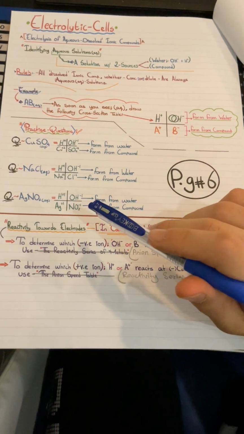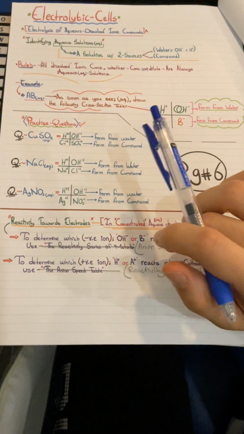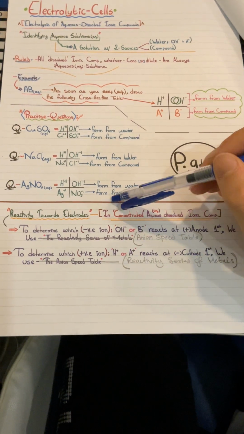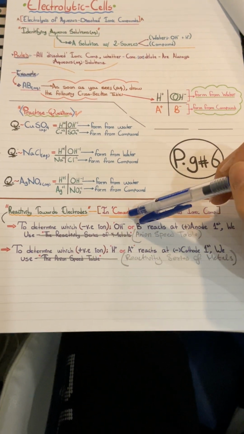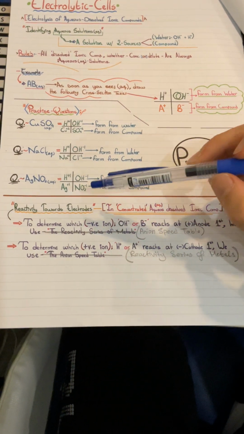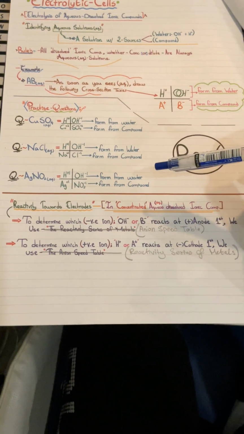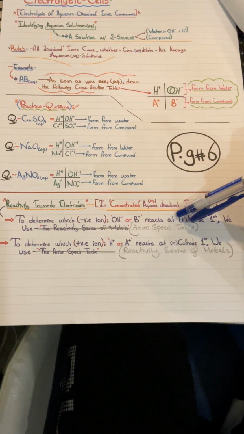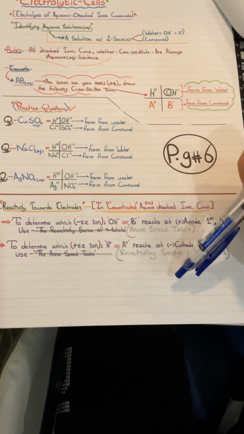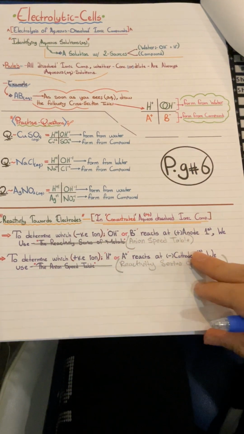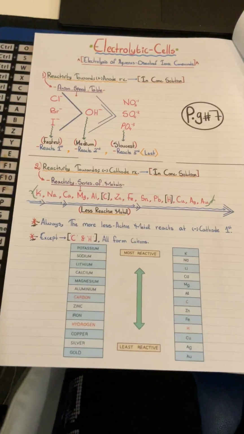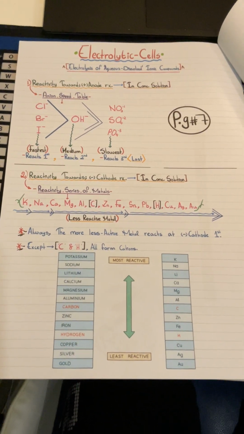This is where the reactivity towards the electrodes comes in. So to find the reactivity towards the electrodes in a concentrated, I say again concentrated, aqueous dissolved solution or anion compound, to determine which negative ion reacts at the anode first, we use the anion speed table. And to determine which positive ion reacts first at the cathode, we use the reactivity series of metals. Now we're going to have a look at both of these. First, let's determine the reactivity towards the cathode. Sorry, the anode.